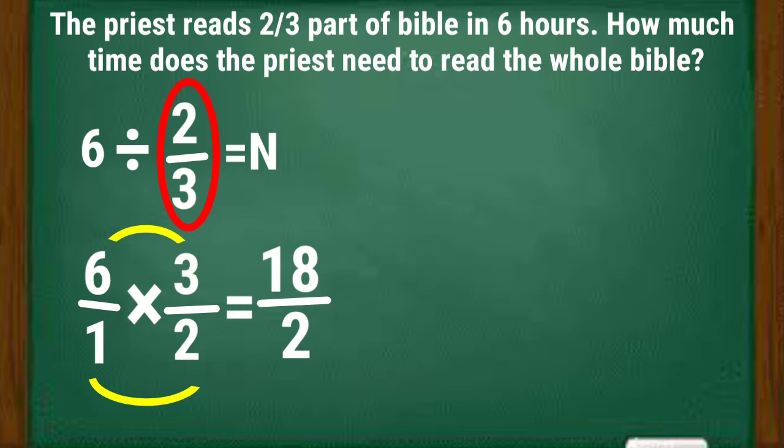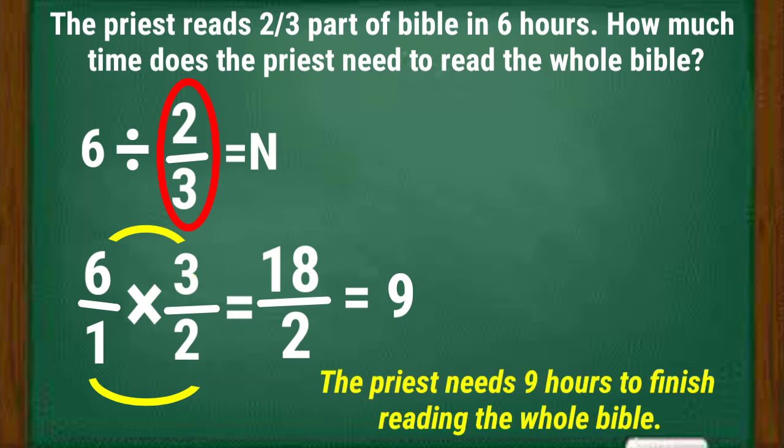And the final step is simplify the answer. How will you simplify the answer? You will divide the numerator by the denominator. So 18 divided by 2 is 9. So the final answer is, the priest reads 9 hours to finish reading the whole Bible.